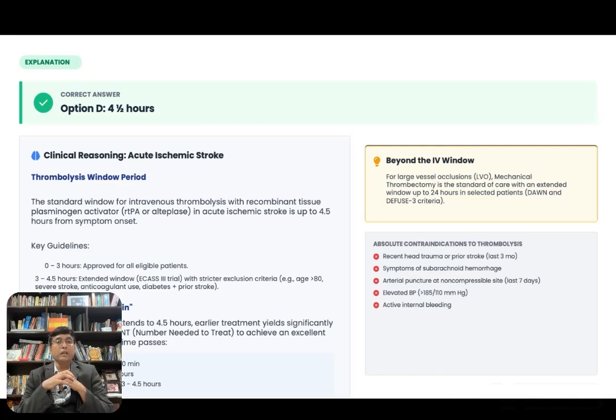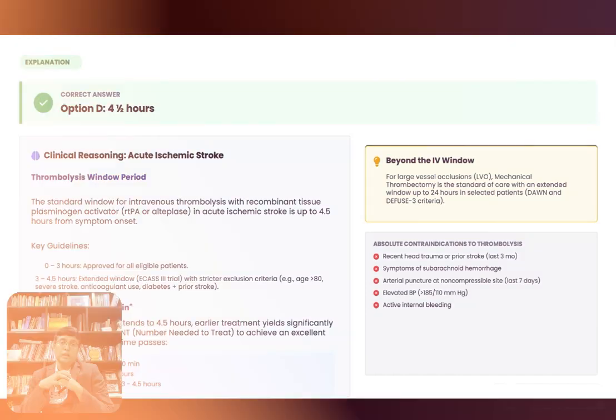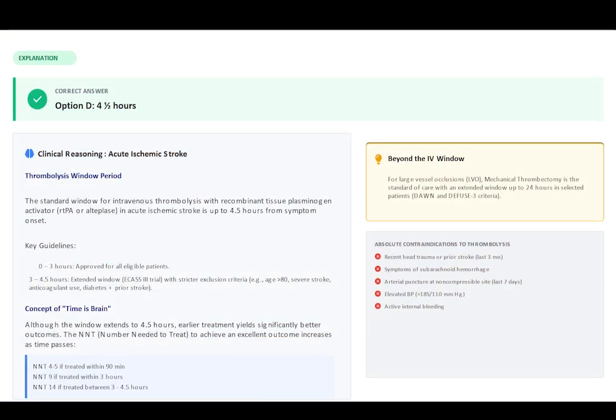The NNT, that is the number needed to treat to achieve an excellent outcome, increases as the time passes. NNT of 4 to 5 if treated within 90 minutes. NNT 9 if treated within 3 hours, and NNT 14 if the patient is treated between 3 to 4.5 hours.